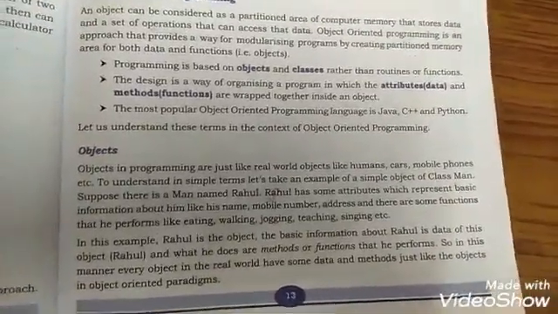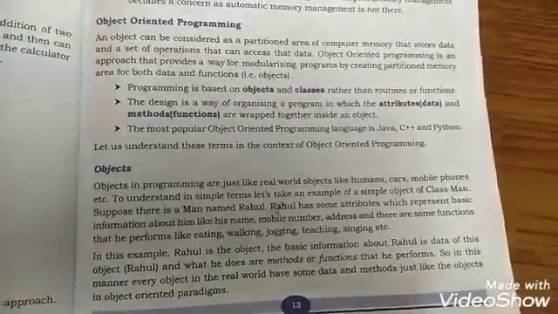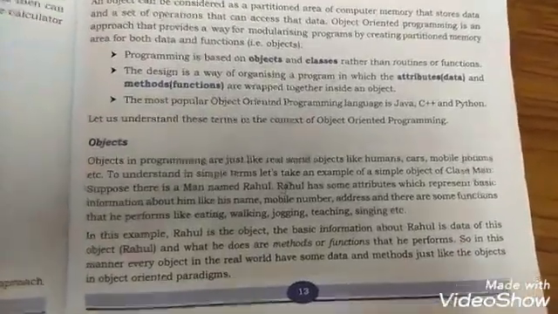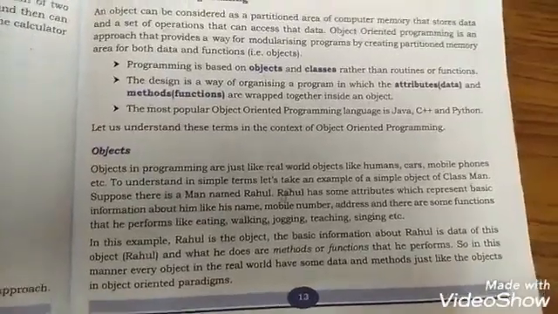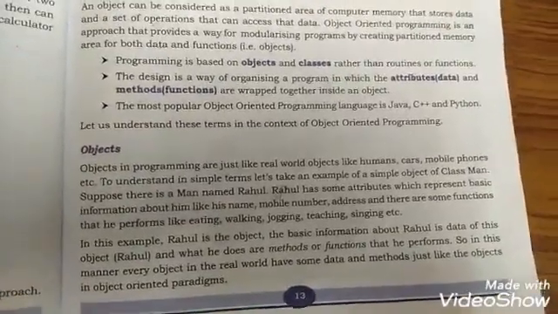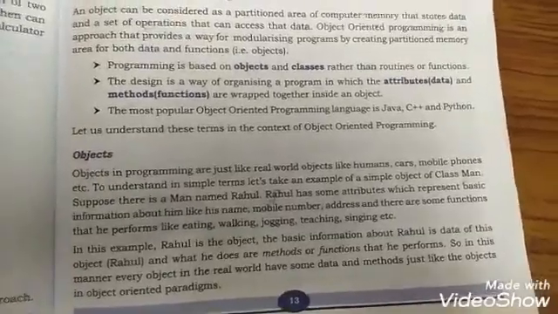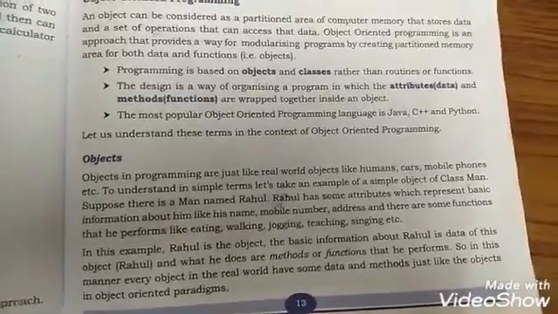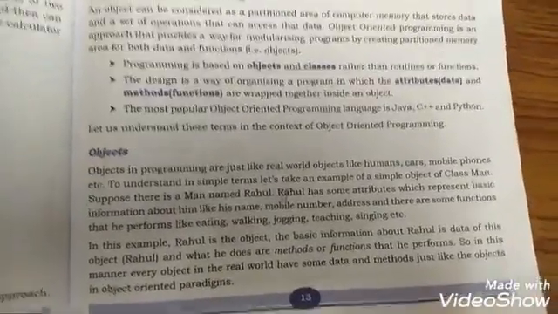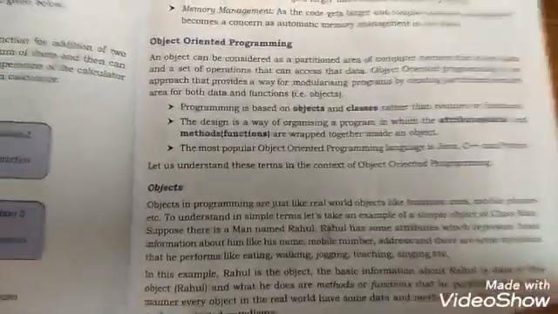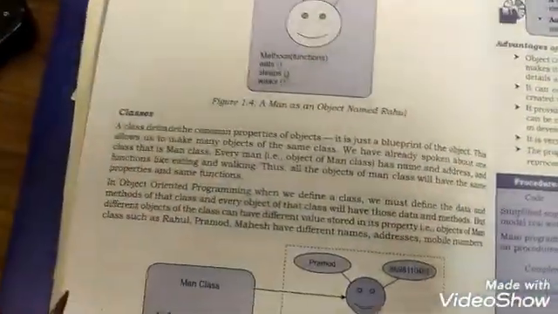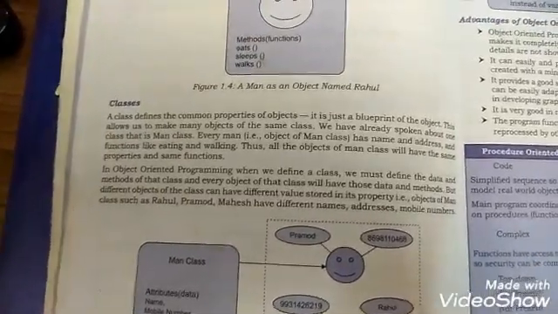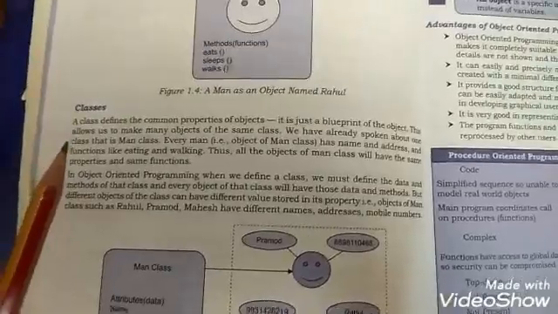So in this manner, every object in the real world has some data and methods, just like the objects in the object-oriented paradigm. Whatever you see around yourself is an object, and remember, every object will have certain data and certain methods. So that's all about the object, and we will be discussing classes in my next video.